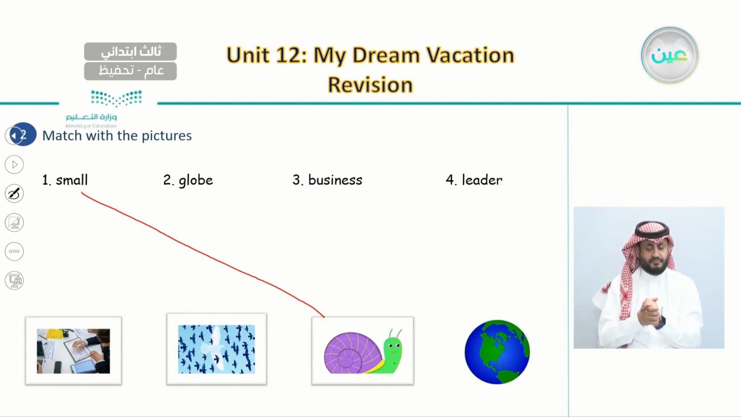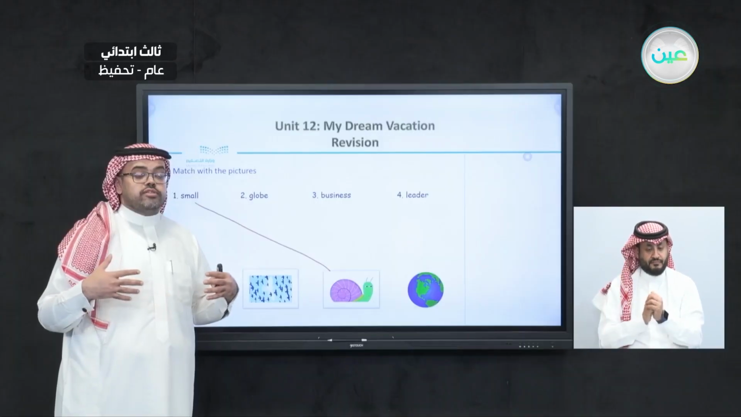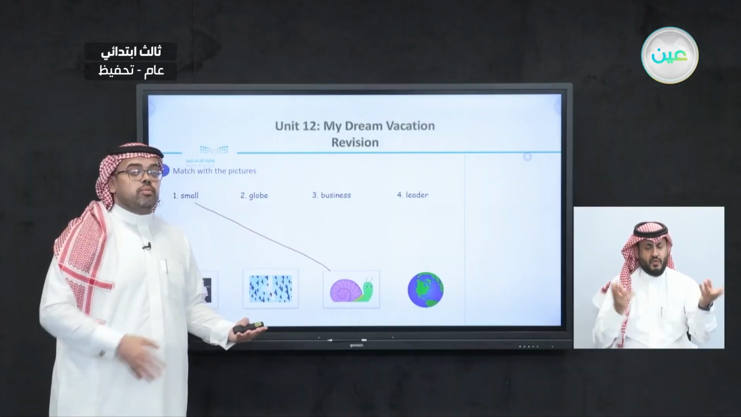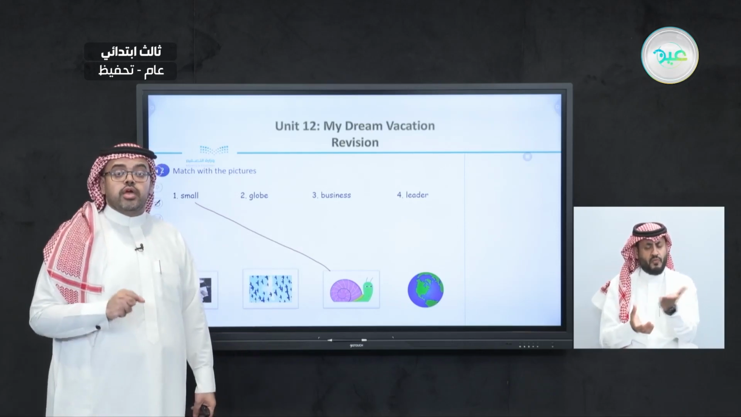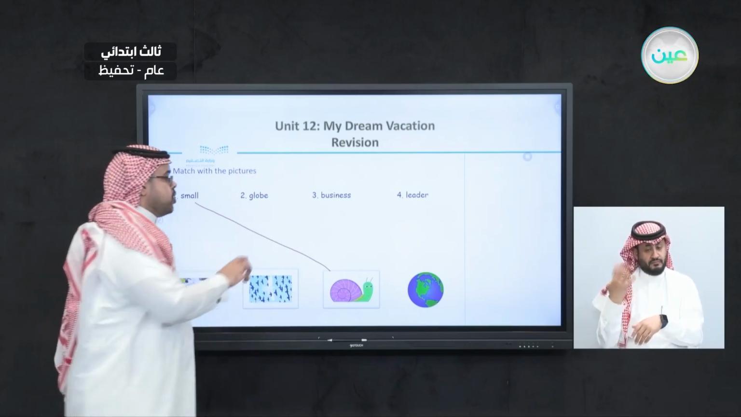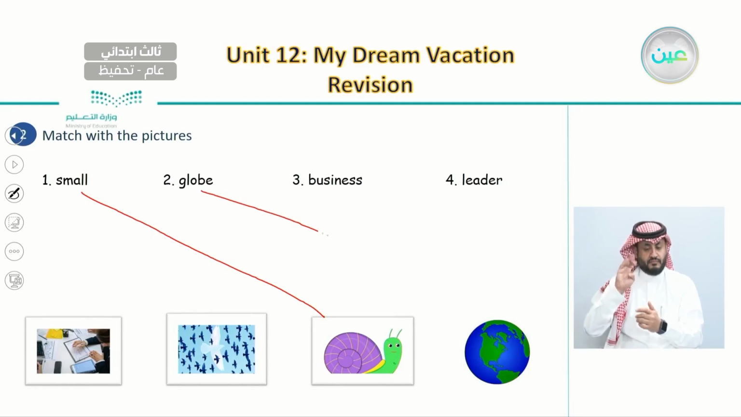Now let's listen to the second word, which is globe. So which of these pictures is the globe, that represents, or that is when we say from all over the globe, from all the countries? It is, of course, the last one. So here we do match it with this picture of the planet Earth.